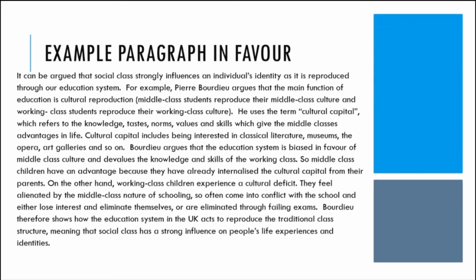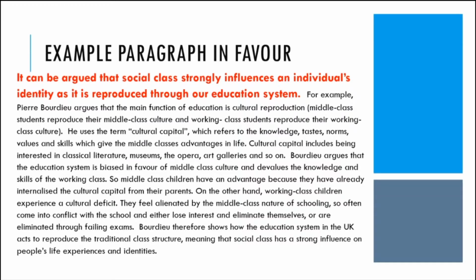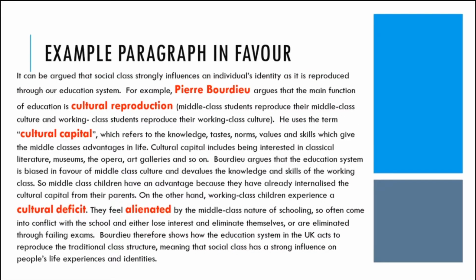Okay, if we look at this paragraph in a little bit more detail then, it starts off with the main point from Peel, and the main point of the paragraph is that social class is still important as an identity because it is reproduced through our education system. The paragraph then goes on to give evidence and to explain that evidence.